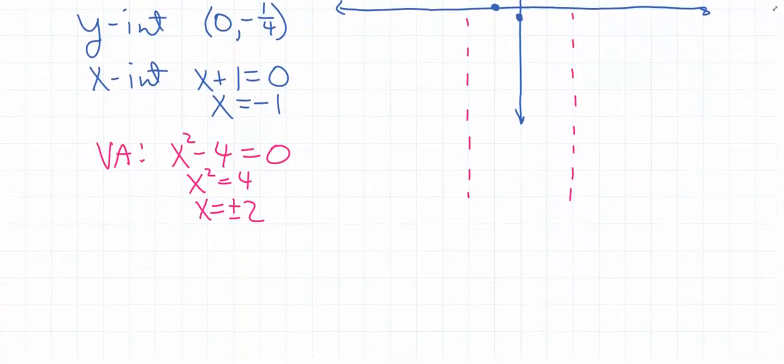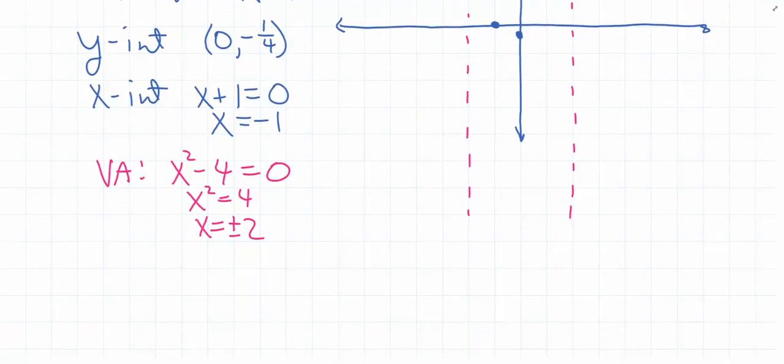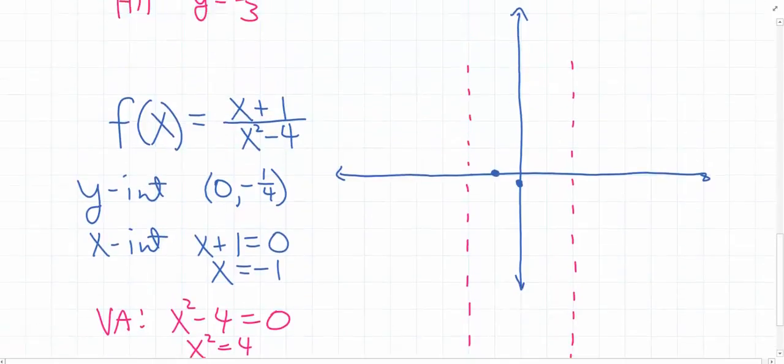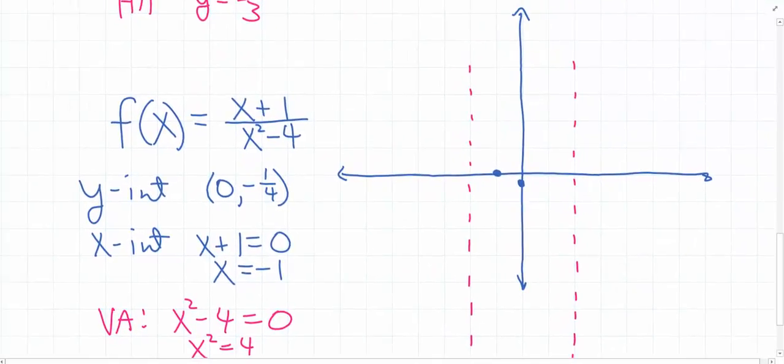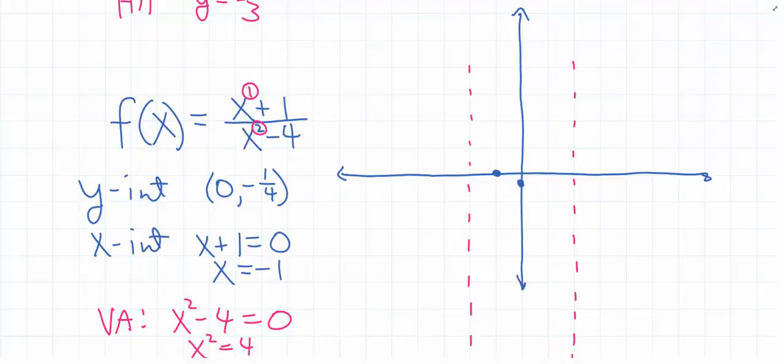Okay, now the horizontal asymptote. Here's the thing about the horizontal asymptote. Notice the degree on the top is less than the degree on the bottom. On the bottom, we have a power of 2, and on the top, we only have a power of 1. So that means the bottom power is bigger. Therefore, the horizontal asymptote is going to be the x-axis. It's going to be 0. So this right here, the x-axis, this is the horizontal asymptote.